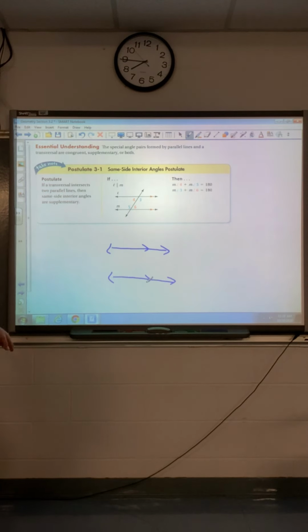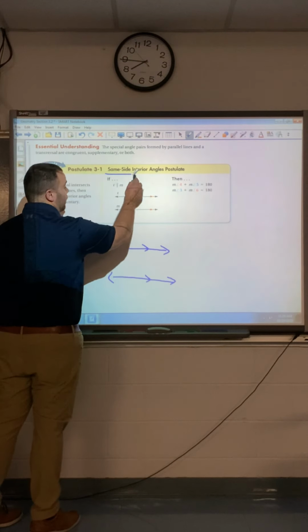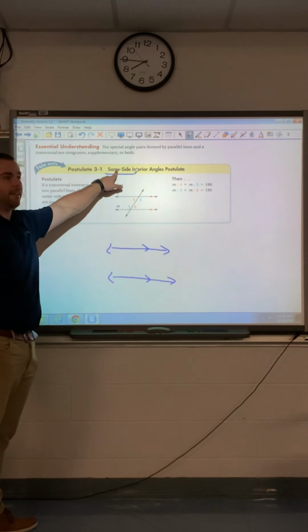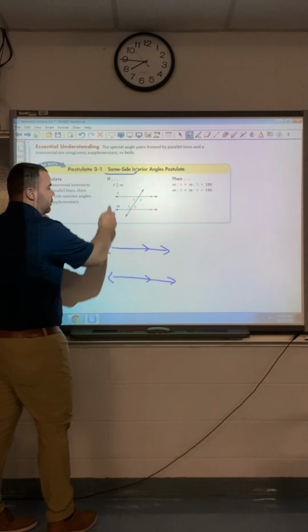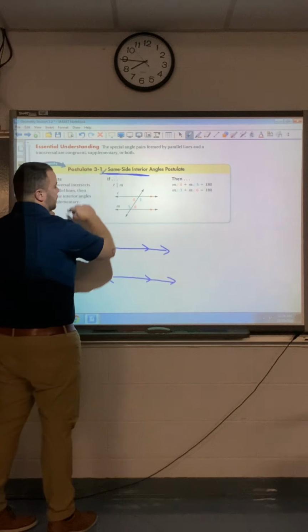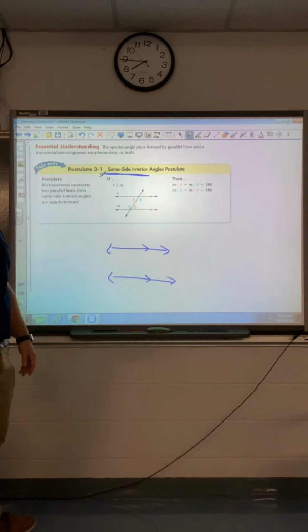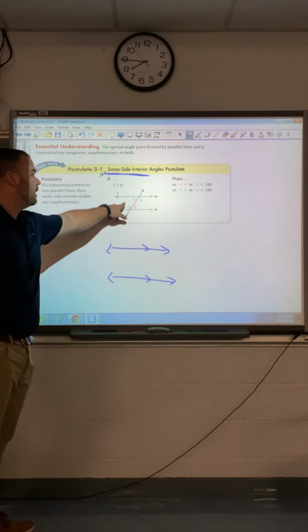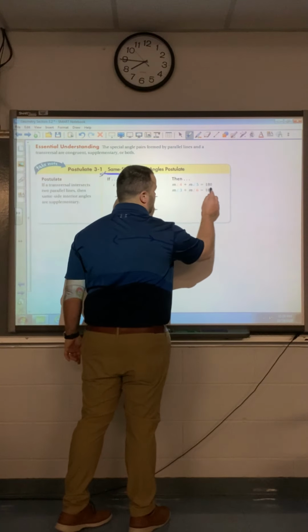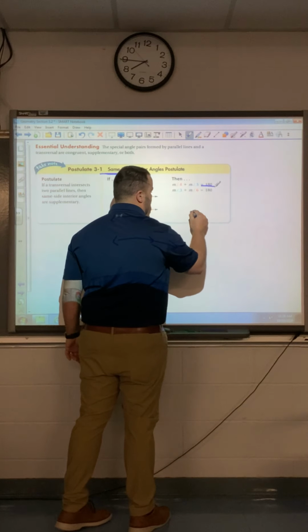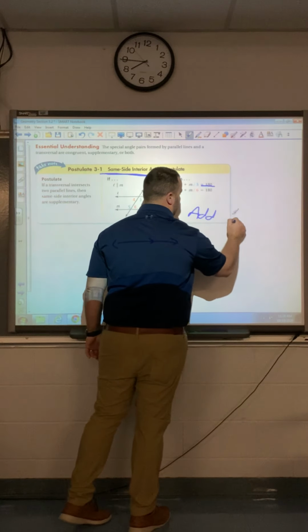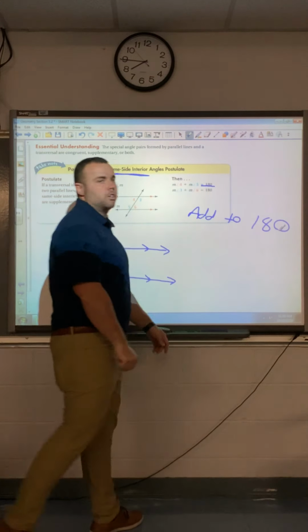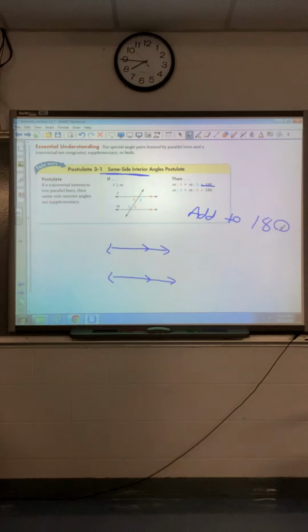Okay, just write this down, same side, or you can write it where you did a while ago. Same side interior angles. If the lines are parallel, they have to add up to 180 degrees. There are going to be about 5 of these that we have to do. They add to 180. What's another name for two angles that add to 180?